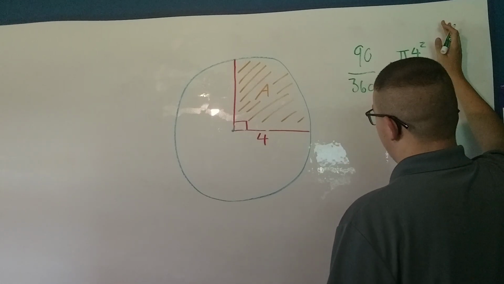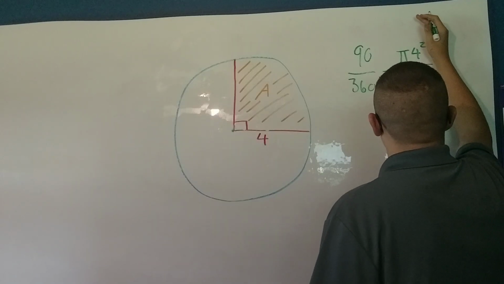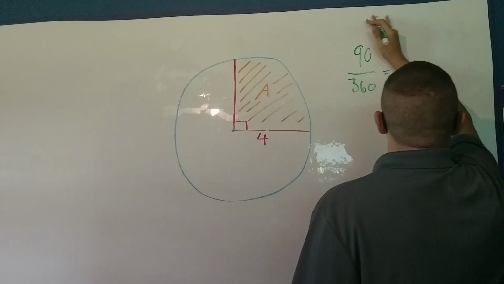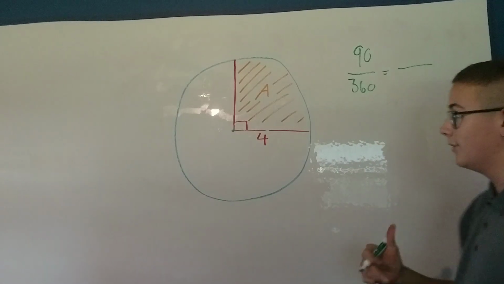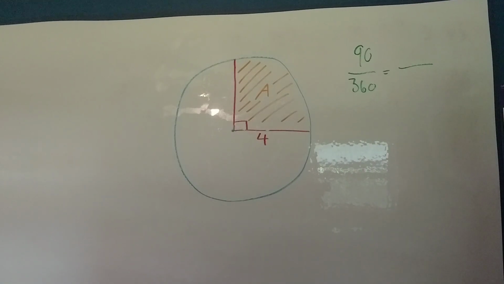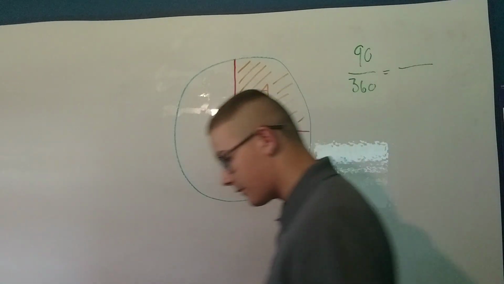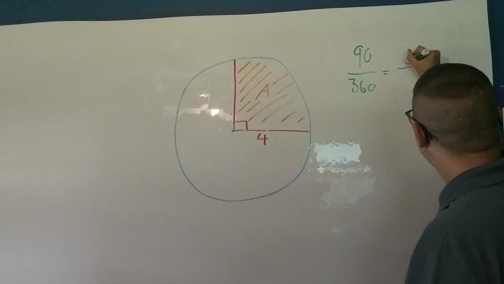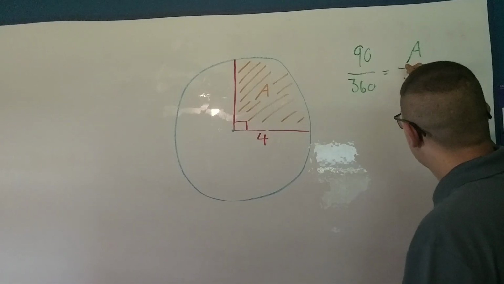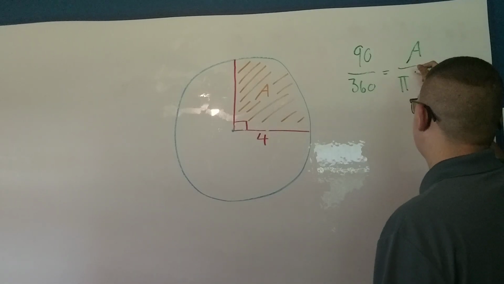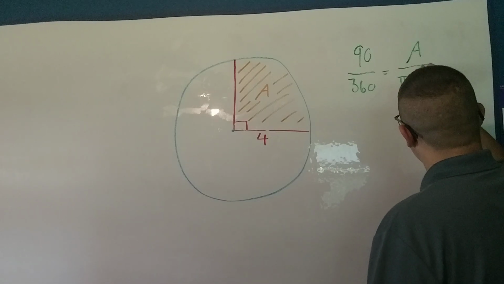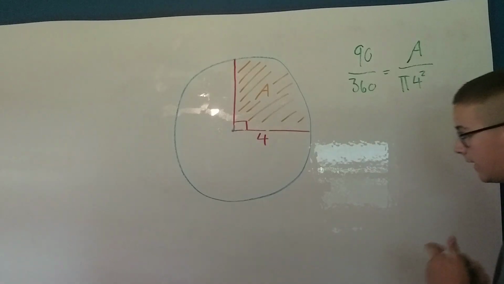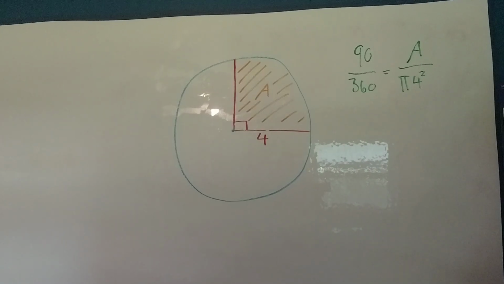Or I apologize. I apologize for her. We take this area, we don't know what this area is, but we take A over pi times the radius squared, 4 squared, like that. And now we can just simplify this. Let me lock that so she doesn't get back in here.